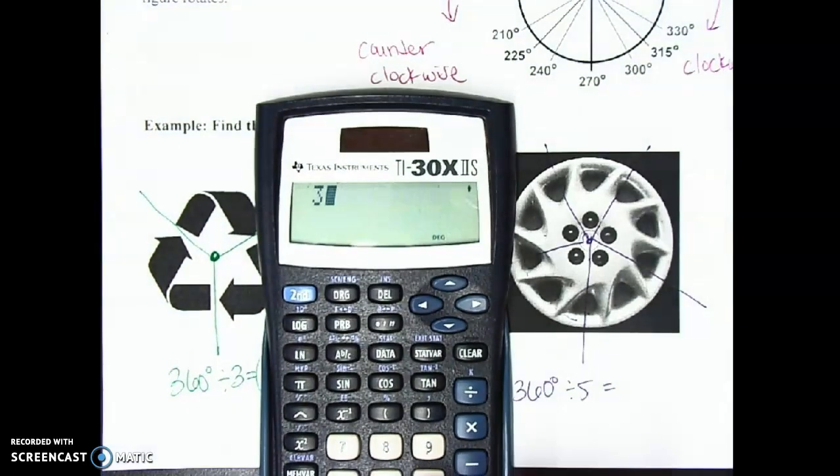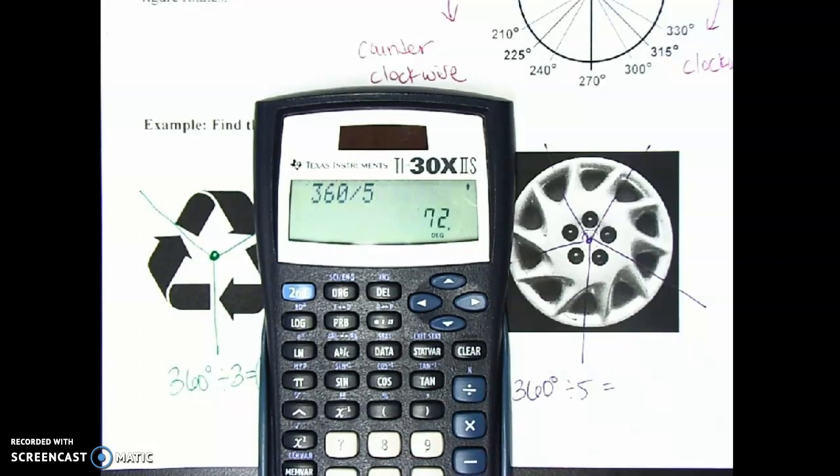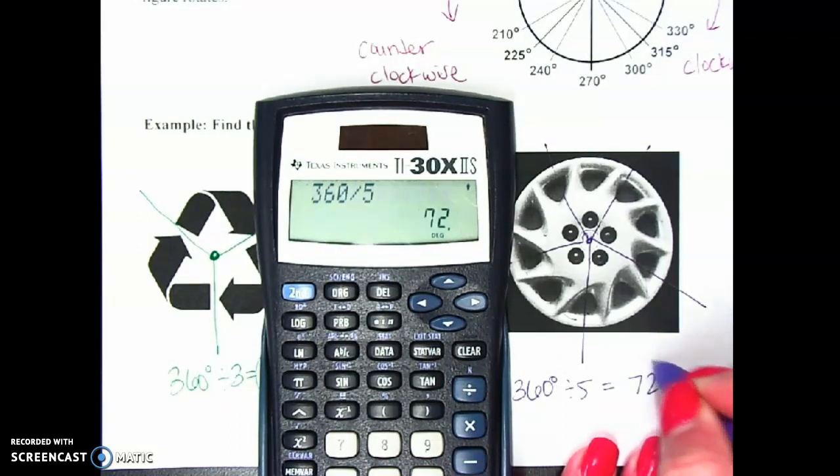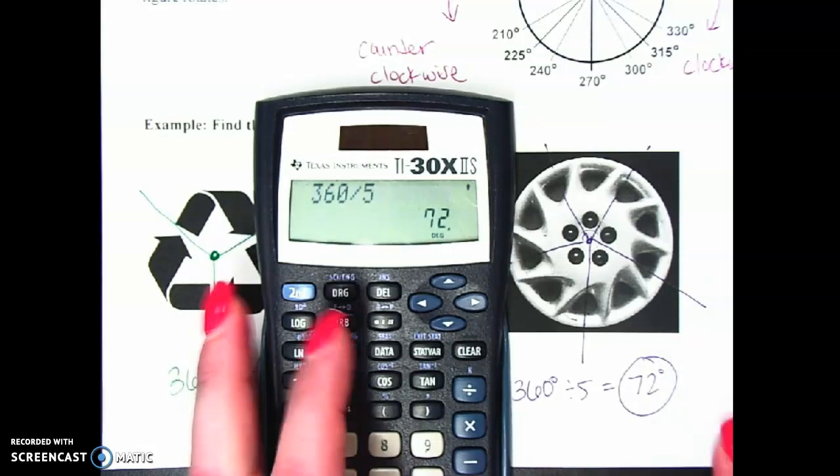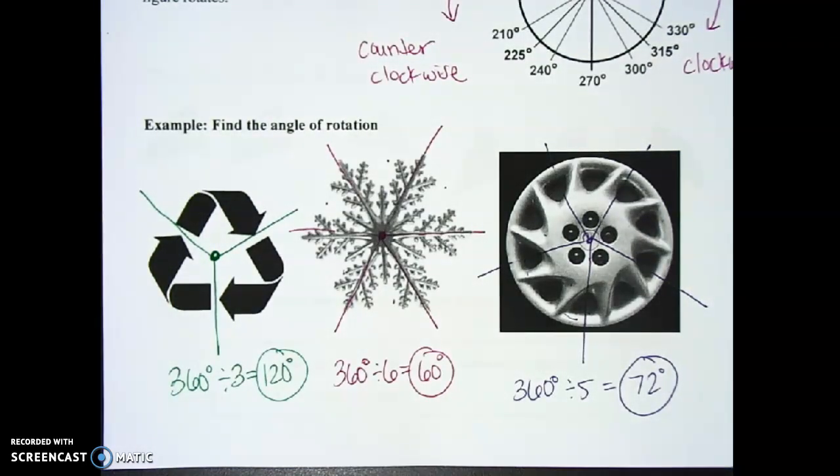Every time, 360 divided by however many you get. You can use a calculator. It may not be pretty sometimes. It's okay to get a decimal, and you can totally use your calculator.